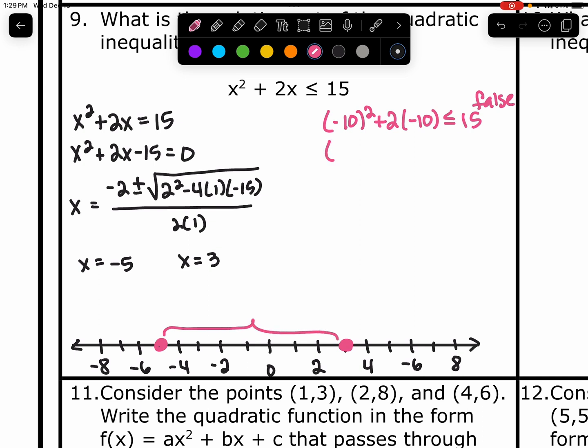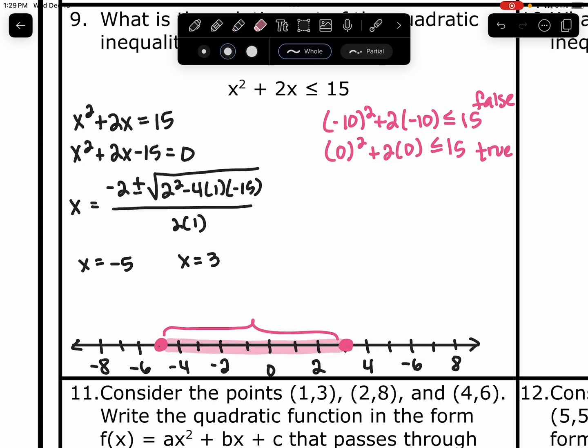I'm going to use 0 because 0 is easy to work with, and it's also between those two numbers. All right, 0 squared is 0, plus 2 times 0 is also 0. 0 is less than or equal to 15, so that's true. So we're going to shade this area because that is true.